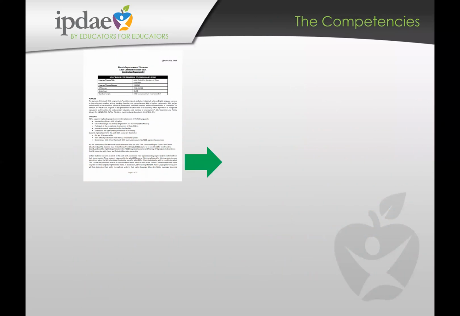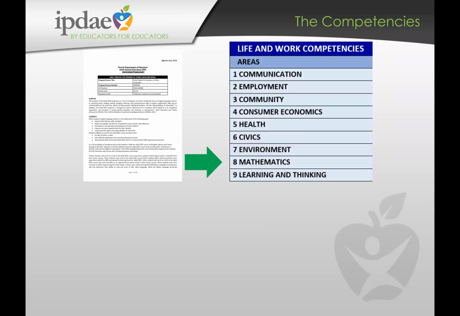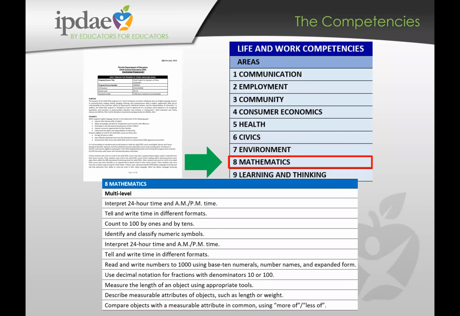So from the Adult ESOL Curriculum Framework, the Life and Work Competencies are divided into 9 different areas. Specifically communication, employment, community, consumer economics, health, civics, environment, mathematics, learning, and thinking, which is another thing that we call critical thinking. So under mathematics, these are some of the things that were mentioned there. And we may be working with a differently formatted version of the competencies, but I just kind of blew it up for you on the version that I'm using. But I'm sure you're already familiar with these mathematics competencies.